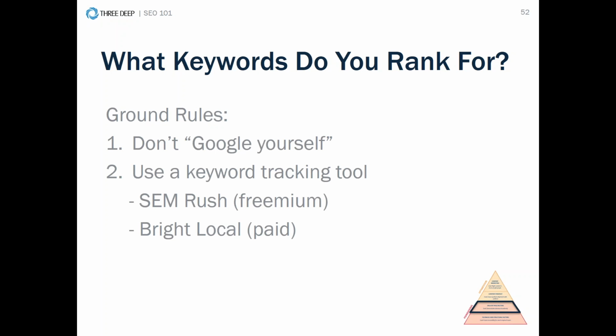Use a keyword tracking tool. I like to use SEMrush. They have a freemium model, meaning you can get limited data for a free membership, but if you pay a little bit more a month, you can get a lot more data from them. And Bright Local, I use this here at 3Deep for our local SEO clients. It's a paid tool, but it's really invaluable when you're looking at location-specific rankings and position tracking for local SEO keywords.